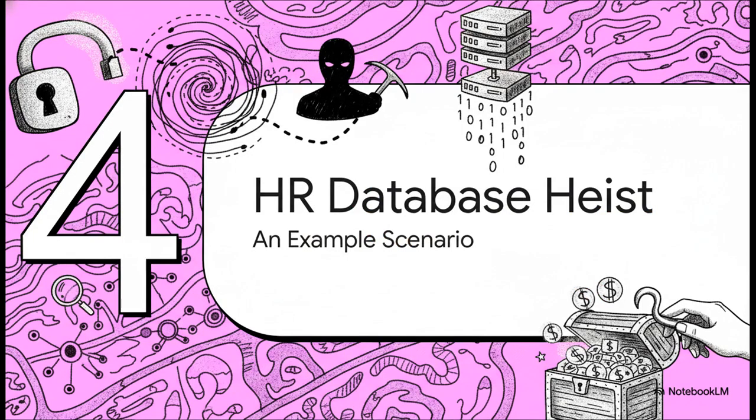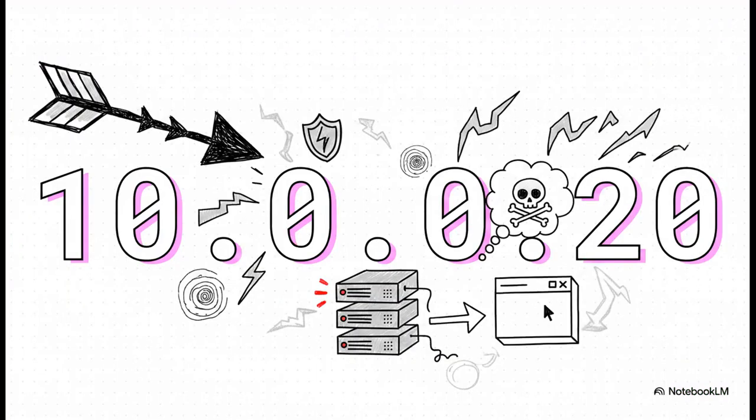Okay, Section 4, the HR database heist, an example scenario. Let's take all these abstract concepts and watch a real-world digital heist actually unfold step by step. The attack starts right here, at IP address 10.0.0.20. This is the company's public-facing web server.